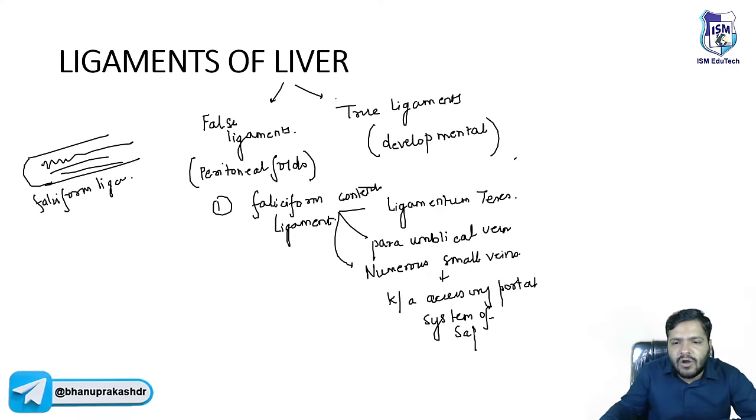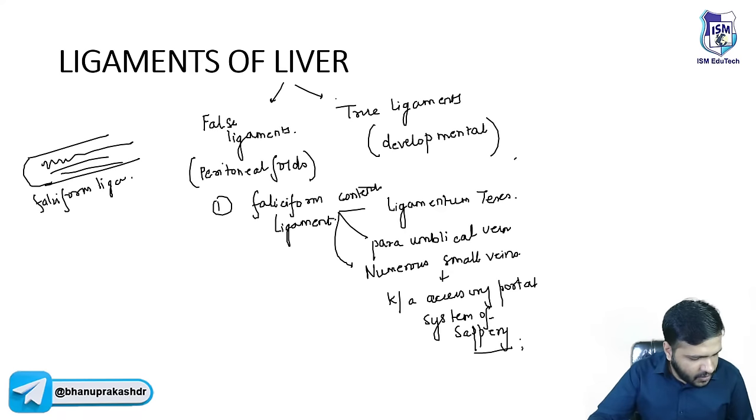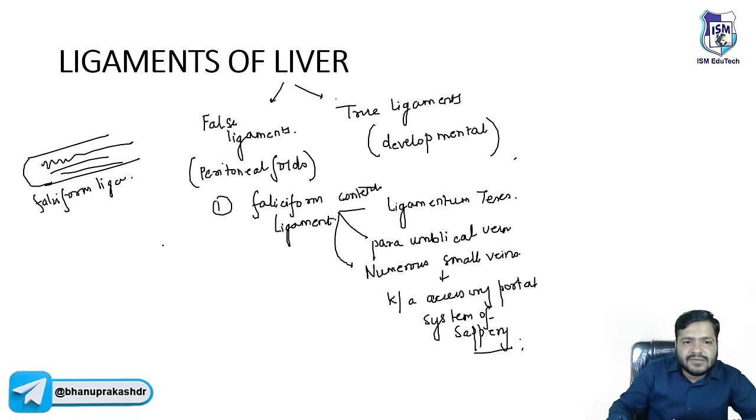Accessory portal system of Sapari. It is given a special name. It is known as the accessory portal system of Sapari. After that, beta, you will see the coronary ligament.